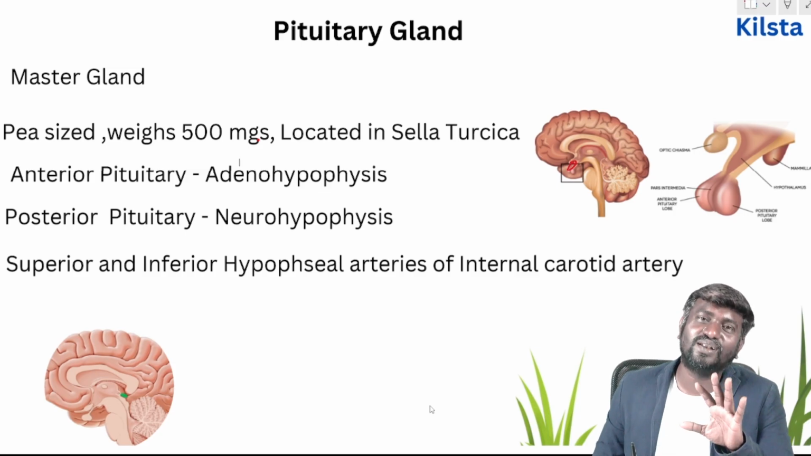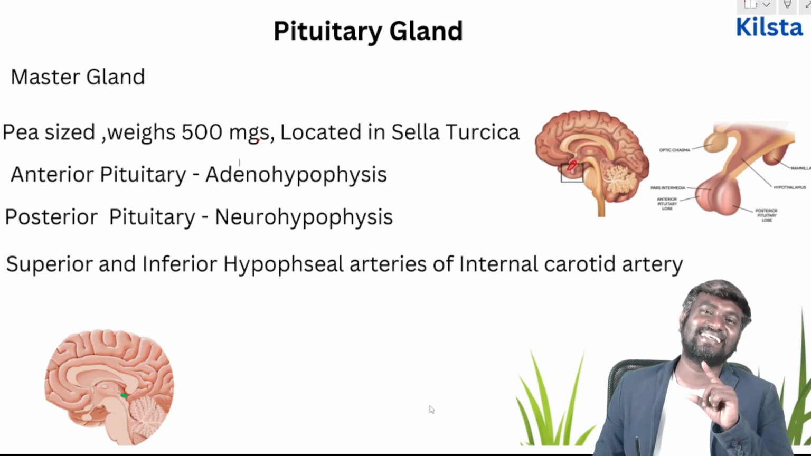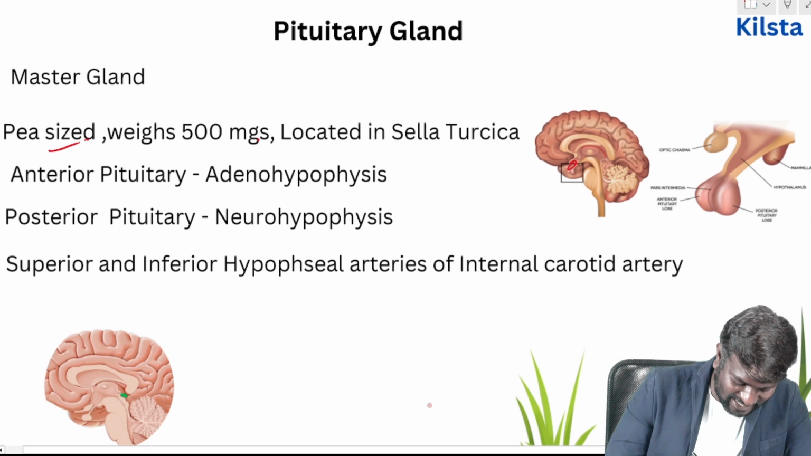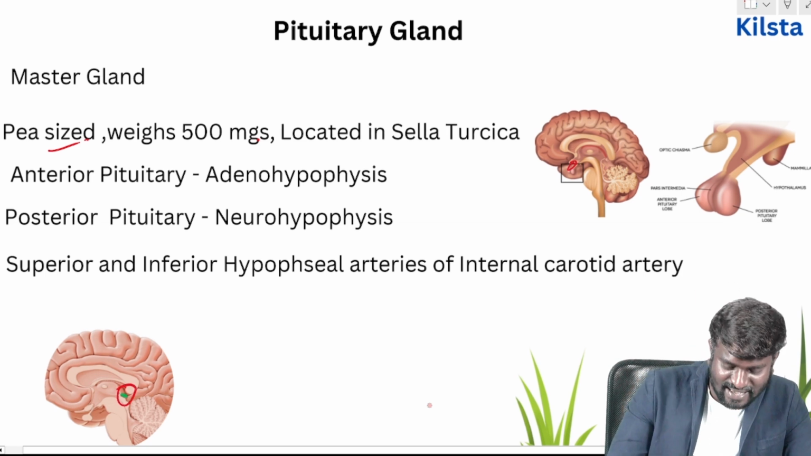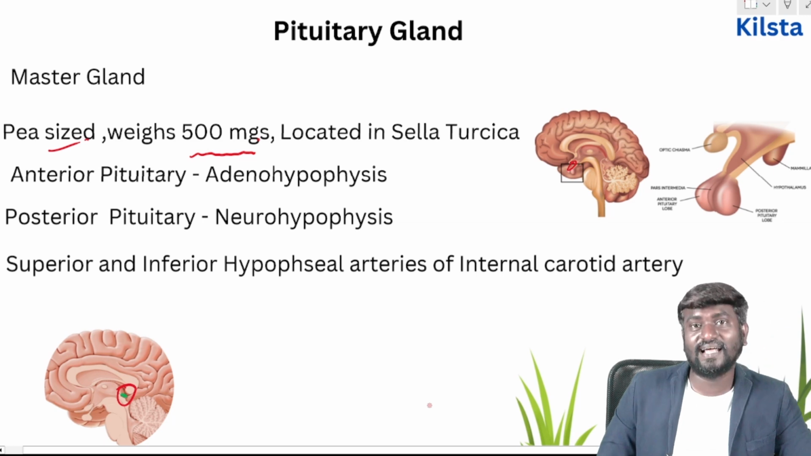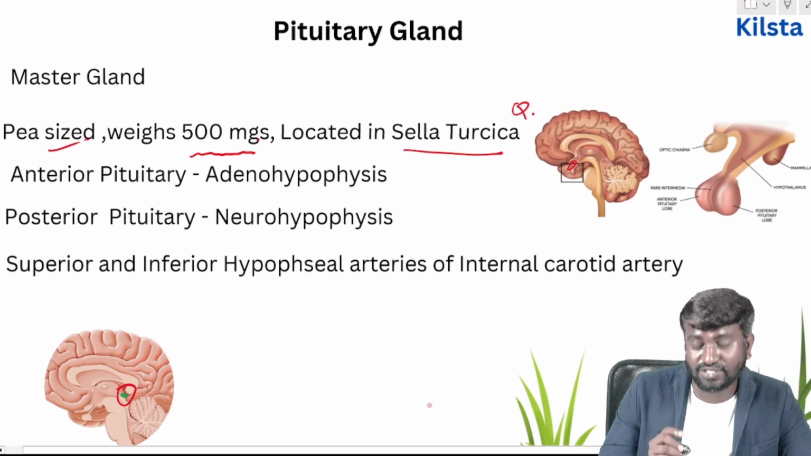Pituitary gland, we all know from school that it is also called as the master gland. Yes, it is going to be pea-sized. Yes, look at the image here. This is where the pituitary gland is going to be, pea-sized, weighs about 500 milligrams, and it is located in the sella turcica. Question to remember.